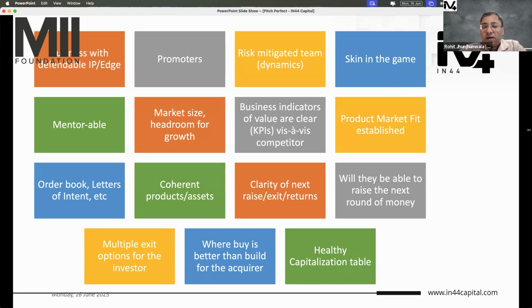But in general, a lot of people look at these things. They look at whether you have a defensible IP, whether you are a person who is mentorable, who can mold yourself to become a better founder, because for growth you need a different mindset. Are you able to do the groundwork and not just sit in the offices? Do you have an order book? Everything, right? Because at the end of the day, you are selling a story, and all of these things help me believe your story, right?